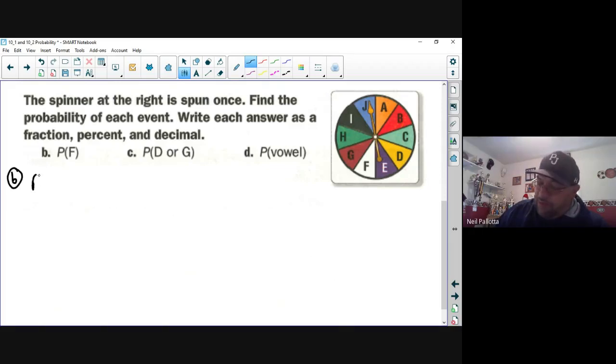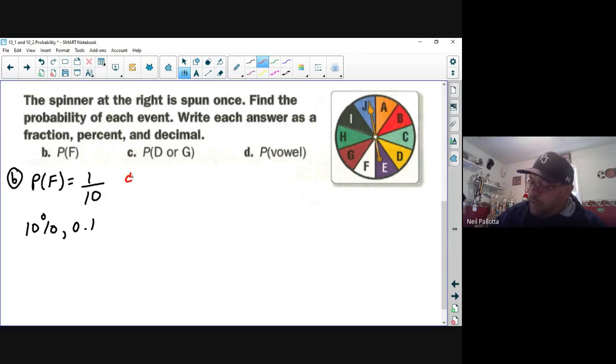So the probability of F, there's only one favorable outcome. Well, how many possible outcomes are there? There's 1, 2, 3, 4, 5, 6, 7, 8, 9. There are 10 possible outcomes. So we have one favorable outcome, which is the spinning of an F. We have 10 possible outcomes. So the probability is 1 out of 10. And 1 out of 10 we would write as 10%. They want us to write it as a fraction, a percent, and as a decimal. As a decimal, 10% is, right, 1/10.